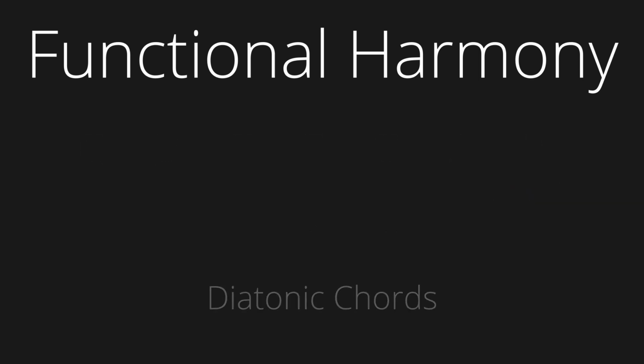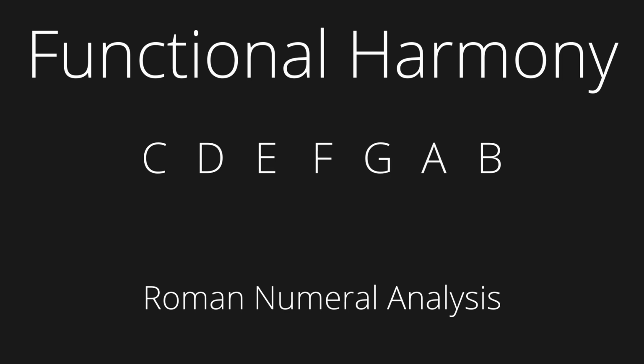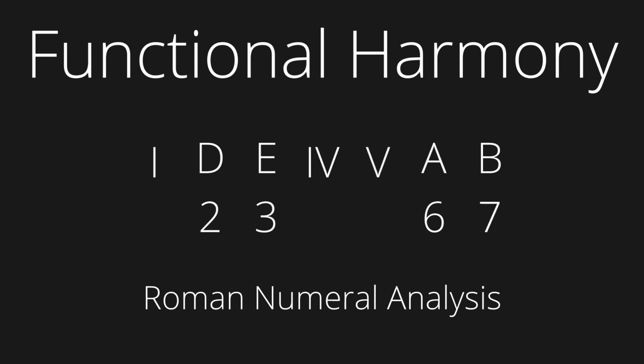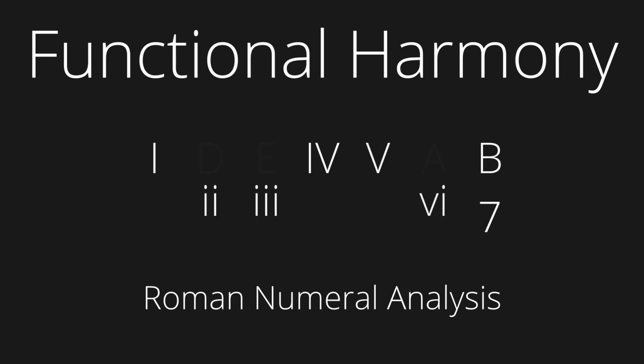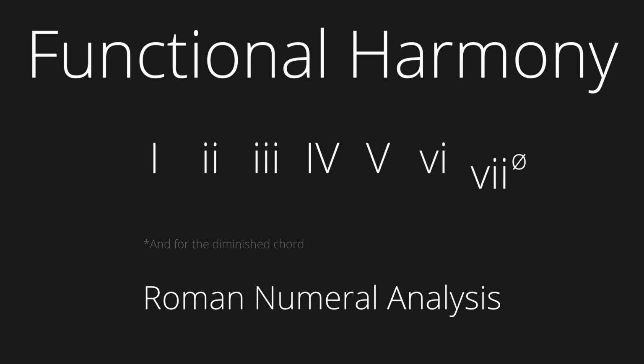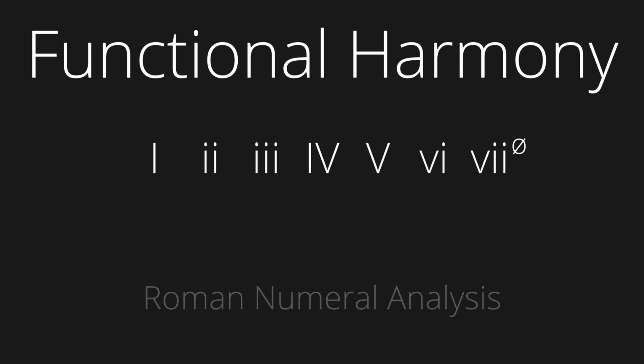We can abstract away from being in a certain scale by using Roman numeral analysis. Here we write each chord as a Roman numeral based on what the scale degree of the root tone is. Commonly, capital letters correspond to major chords, and lowercase letters correspond to minor chords. Now we have the 1 chord, 2 chord, and so on. Our analysis now applies to every key.